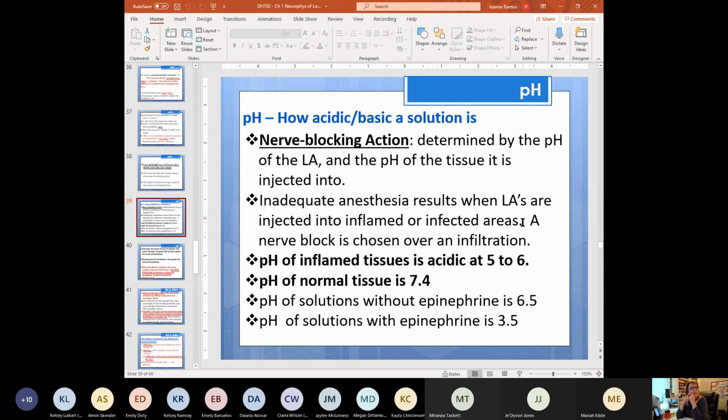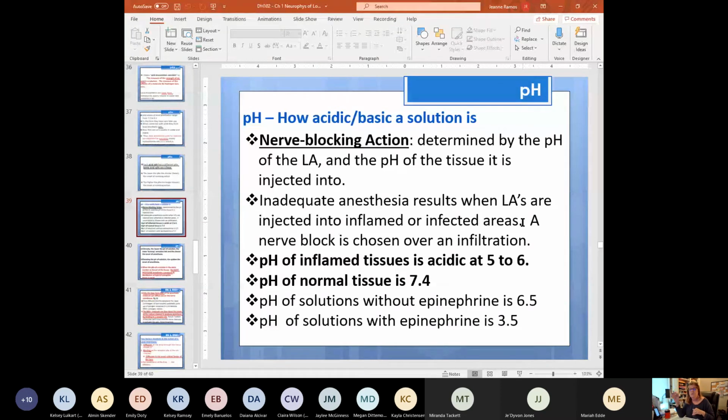We'll numb maybe that same tooth instead of infiltrating, which means getting just that one tooth numb in the infection part. We're going to go do a block, and we're going to give an injection back here because it's going to numb all three of those. And then we don't have to go into the infected part, but the tooth will be numb anyway. So it matters. So the pH of inflamed tissues is acidic. It's already a 5 to 6, and our normal tissue pH is 7.4.